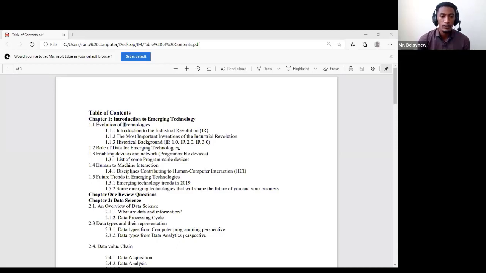So we will see different types of programmable devices in this chapter. The other one we will also discuss is HMI, or human-machine interaction. For example, a computer is an electronic device which can understand only what? Machine language. Yes? Machine language means a language which can only understand 0 and 1. We call it machine language.